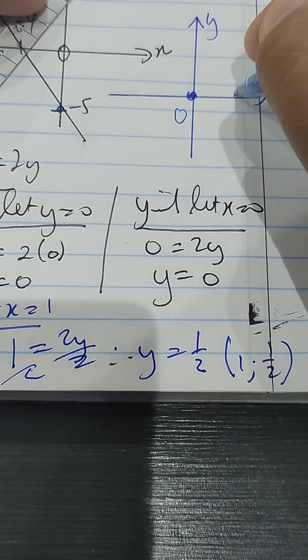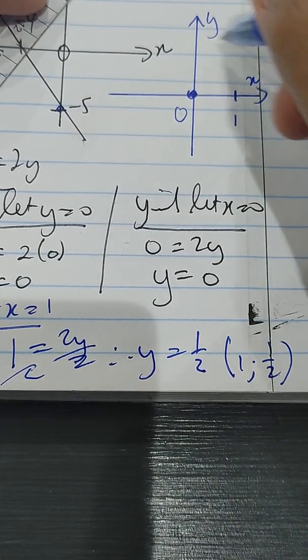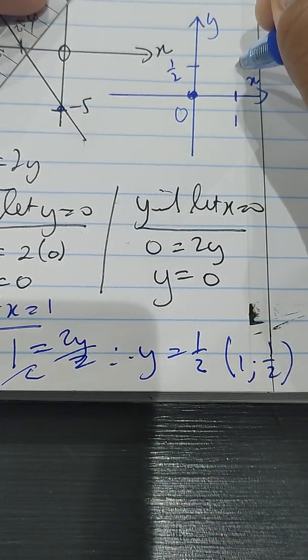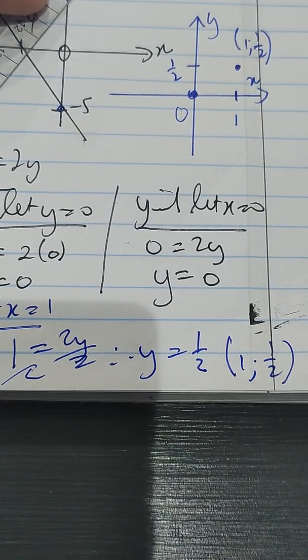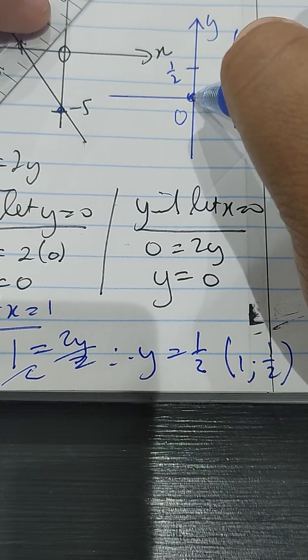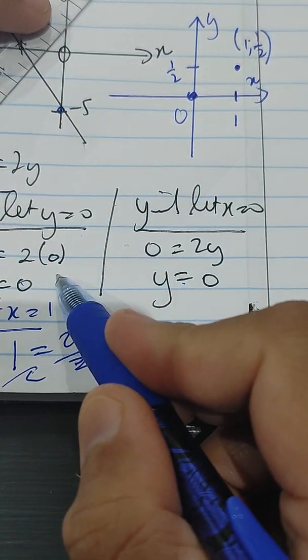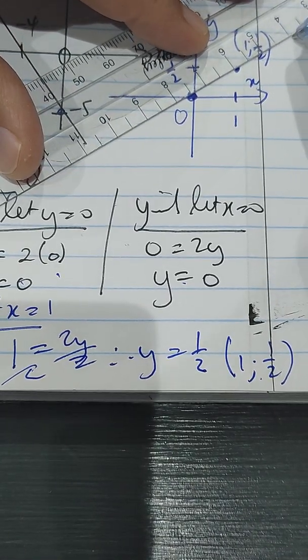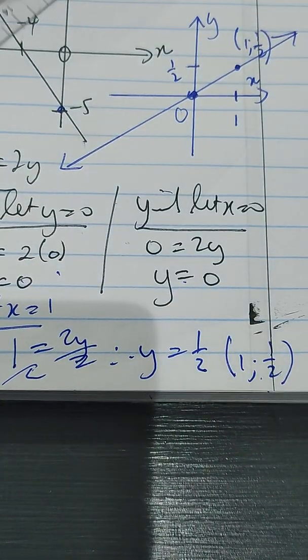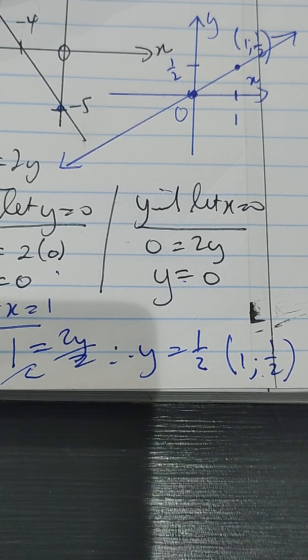So let's plot the graph for that point. So x is 1, y is half. So this is this point here. So the graph must go through the origin according to calculation, and it's going through the point 1 and half. And there we go.